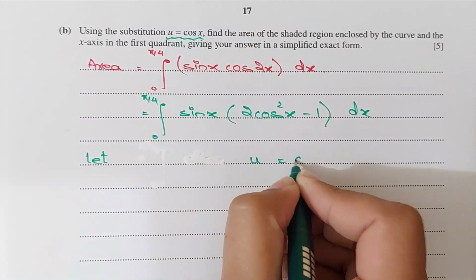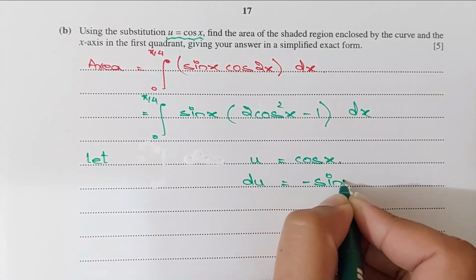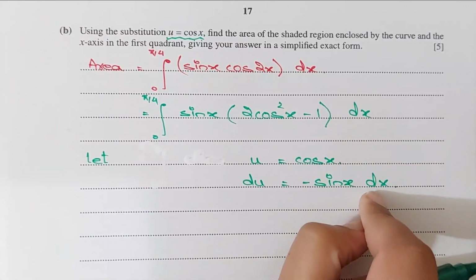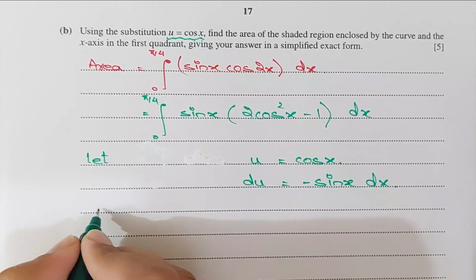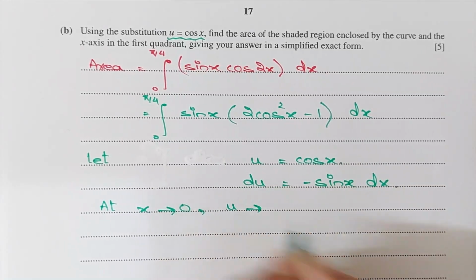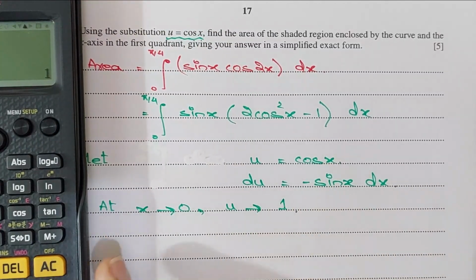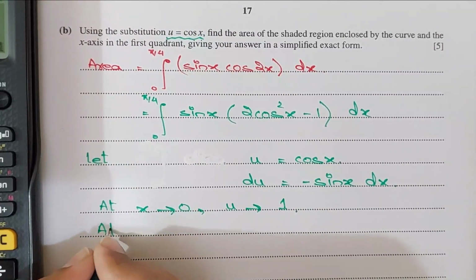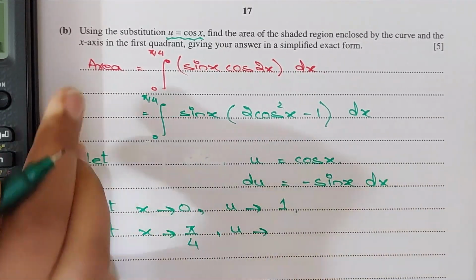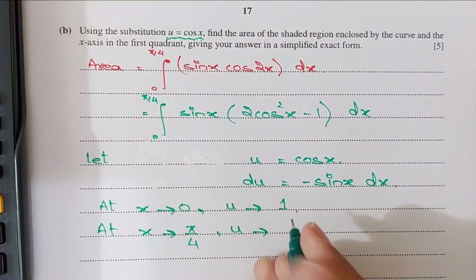If u equals cos x, what is du? du is minus sin x dx, and sin x dx is replaced with minus du. We have to change the limits. When x approaches 0, u approaches cos of 0, which is 1. It is in radians, yes. When x approaches pi by 4, u approaches cos pi by 4, which is 1 by square root of 2.